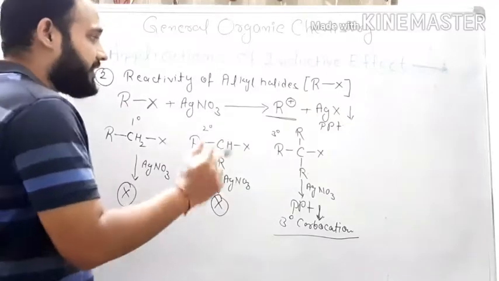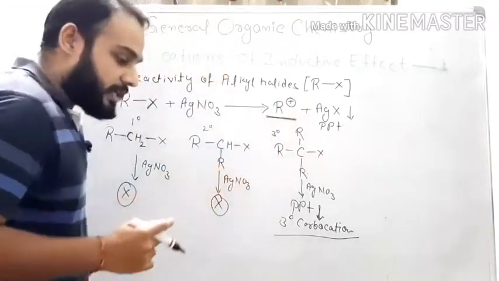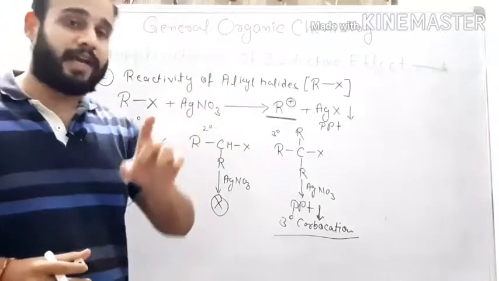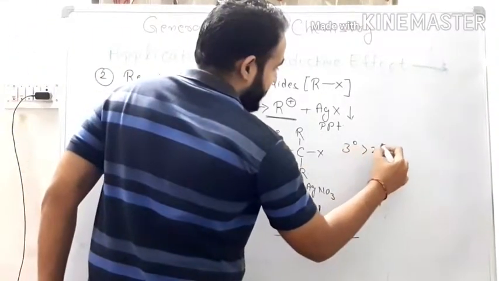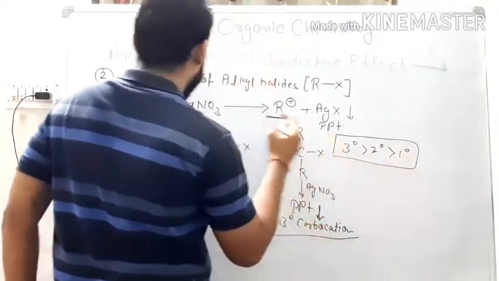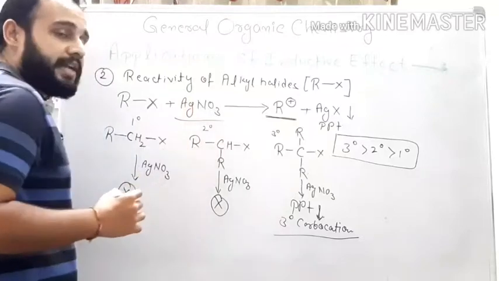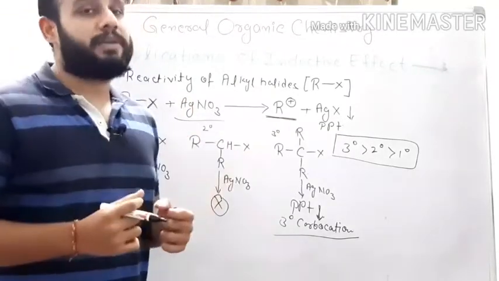Here the deciding factor is the stability of alkyl cation. So tertiary is greater than secondary is greater than primary is the reactivity order of your alkyl halides with silver nitrate. Understand? Now we move towards our next application.